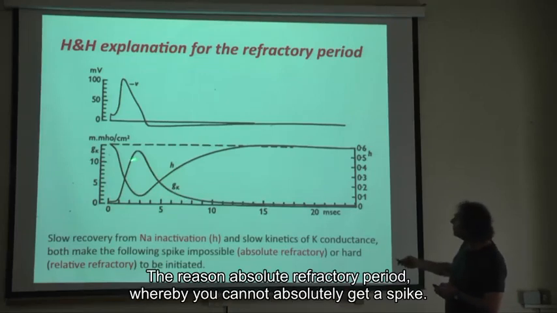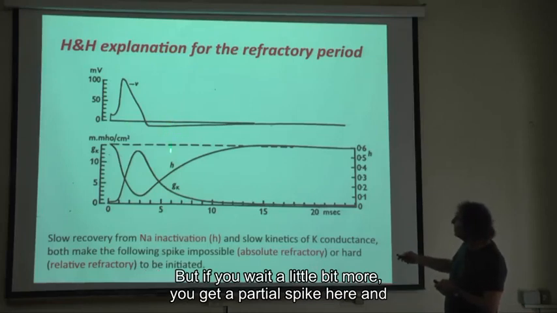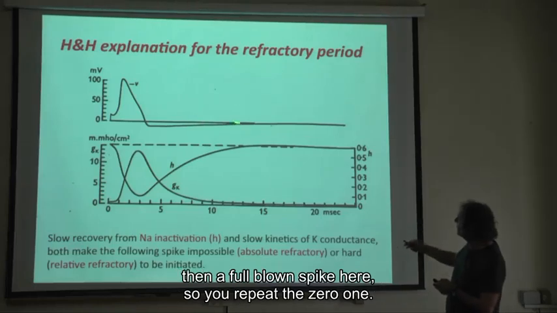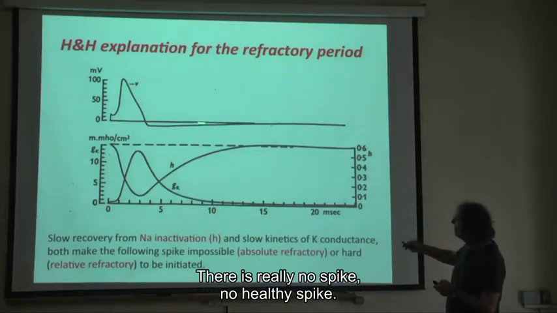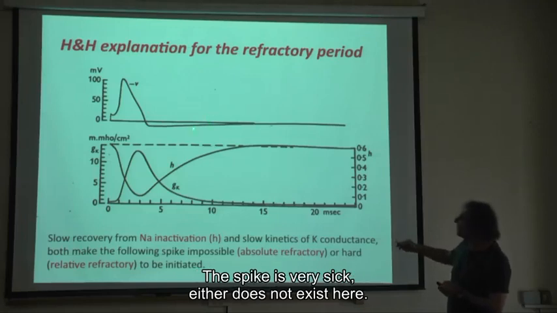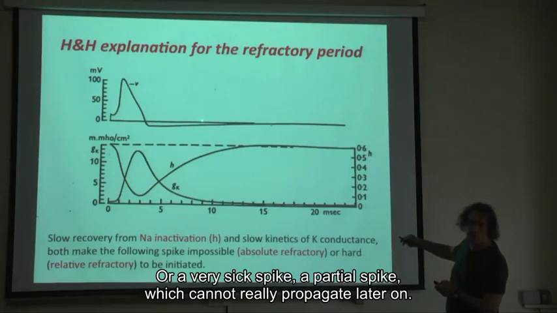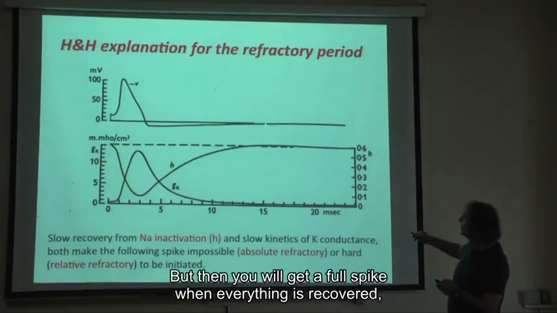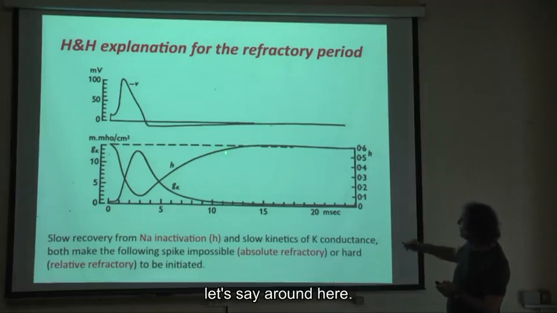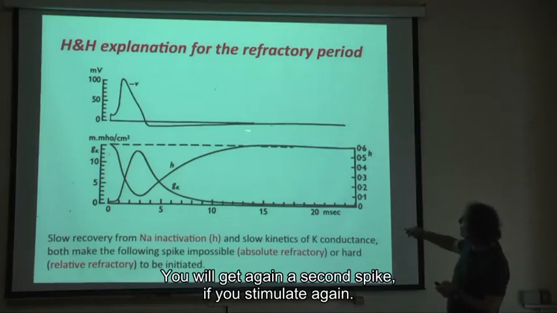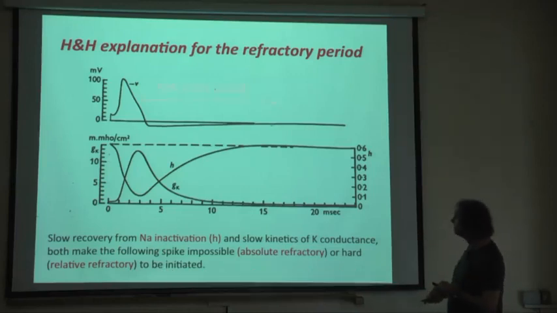There is an absolute refractory period whereby you cannot absolutely get a spike, but if you wait a little bit more, you get a partial spike here and then a full-blown spike here. So you repeat the 0, 1. There is really no healthy spike. The spike is very sick. Either it does not exist here, or it is a very sick spike, a partial spike, which cannot really propagate later on. But then you will get a full spike when everything is recovered, let's say around here. You will get again a second spike if you stimulate again.